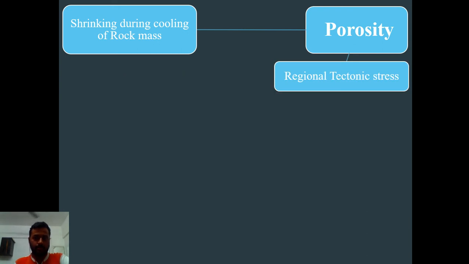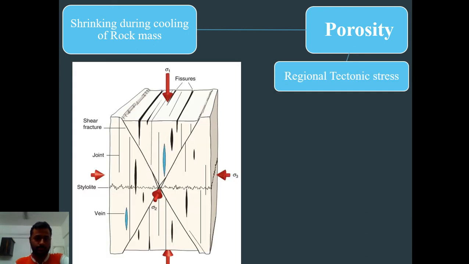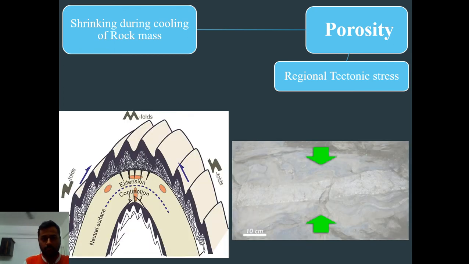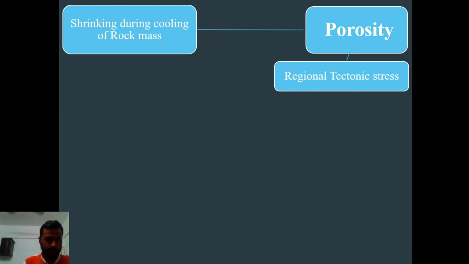Then we can have regional tectonic stresses. This we all know: if there are forces on any body, it will be deformed in a brittle or ductile way depending on temperature and other factors. So we can have the formation of faults, fissures, and joints. It is again enhancing our porosity. That was an example of brittle deformation.